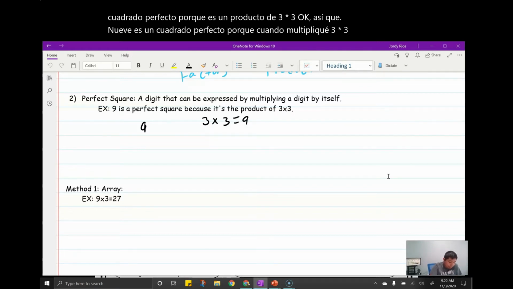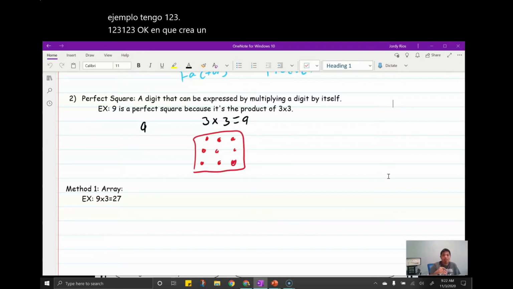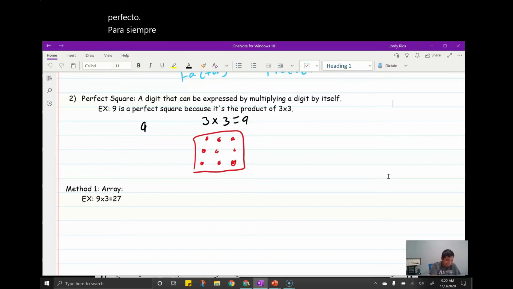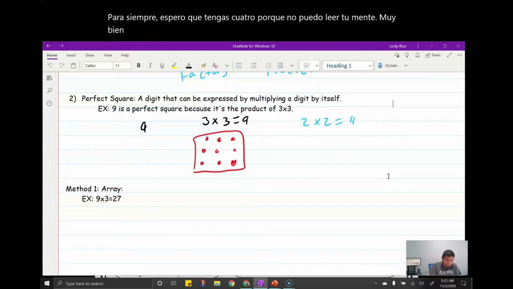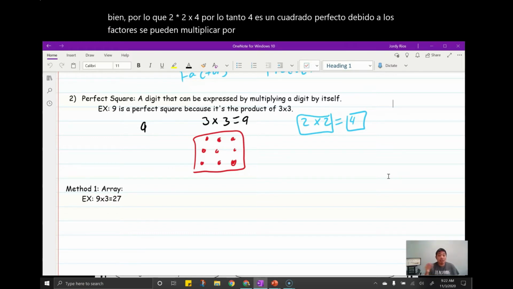So for an example, I have 1, 2, 3, 1, 2, 3, 1, 2, 3, and that creates a perfect square. Not because of the shape, but because the factors are the same, okay? Give me another example of a perfect square. 4, good. I hope you thought 4, because I can't read your mind. So 2 times 2 equals 4, so therefore 4 is a perfect square because the factors can be multiplied by themselves. Give me another example.